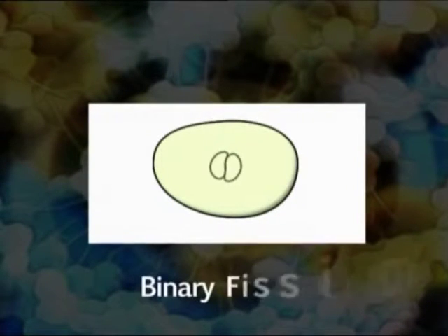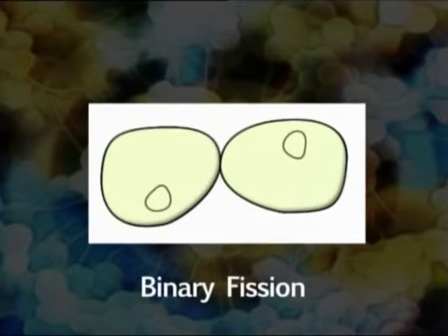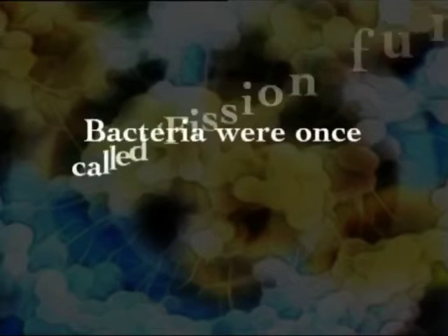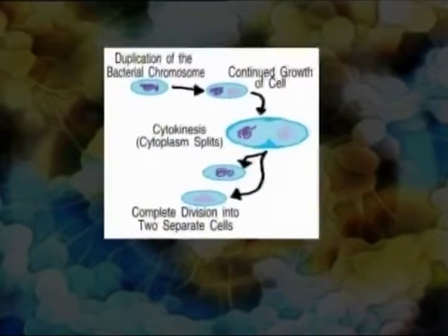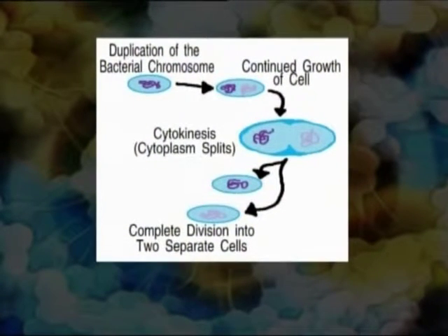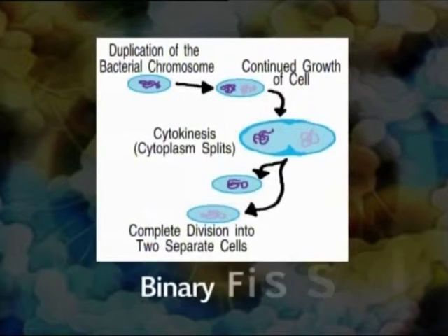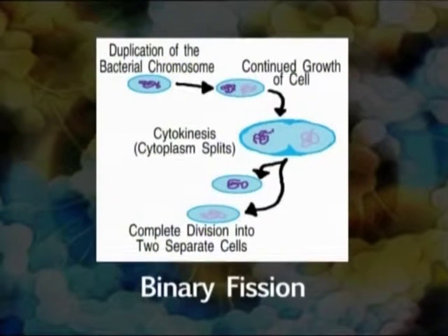First is binary fission. This is the most common type of asexual reproduction in actively growing bacteria and occurs during favorable conditions. On this basis, bacteria were once called fission fungi or schizomycetes. In this process, the cytoplasm and the nucleoid divide equally into two without mitosis, and the two daughter cells formed are identical to each other, hence the name binary fission.